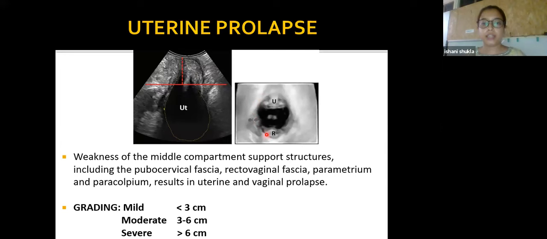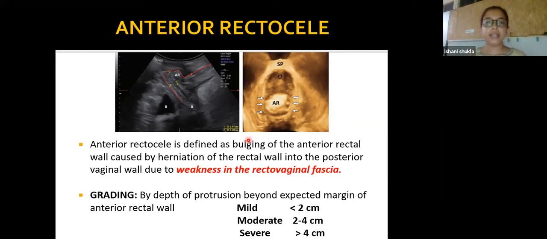Anterior rectocele. It is defined as bulging of the anterior rectal wall caused by herniation of the rectal wall into the posterior vaginal wall due to weakness of the rectovaginal fascia. The rectovaginal fascia lies between the posterior vaginal wall and the anterior wall of the rectum. Normally, this keeps these two structures separate.